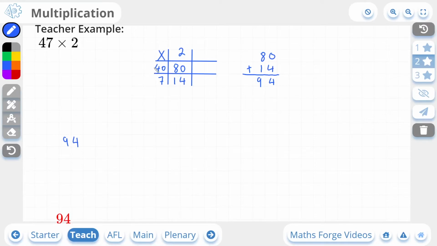I just want to say, notice how it doesn't matter where you place the numbers. So the 40 and the 7, I could have placed it on top, and the 2, I could have placed it on the side. It really doesn't make a difference as long as you are calculating it correctly.